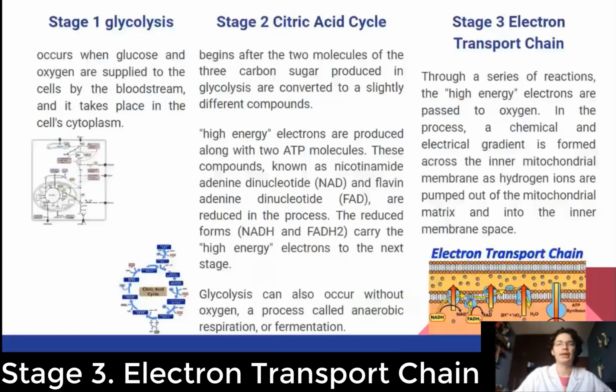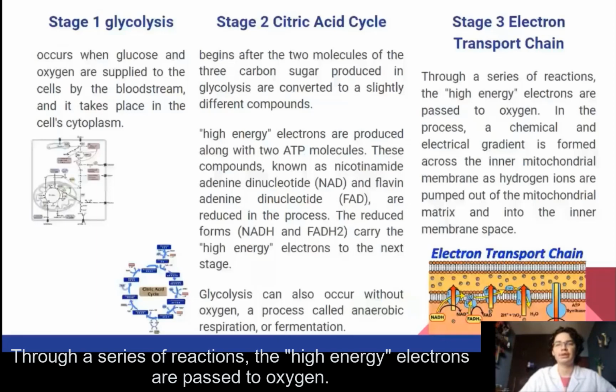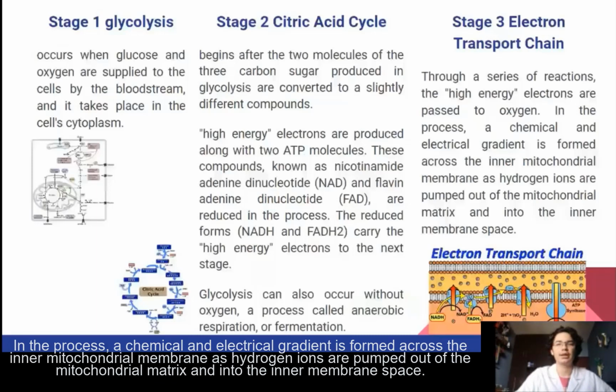Stage 3, electron transport chain. Through a series of reactions, the high-energy electrons are passed to oxygen. In the process, a chemical and electrical gradient is formed across the inner mitochondrial membrane as hydrogen ions are pumped out of the mitochondrial matrix and into the inner membrane space.